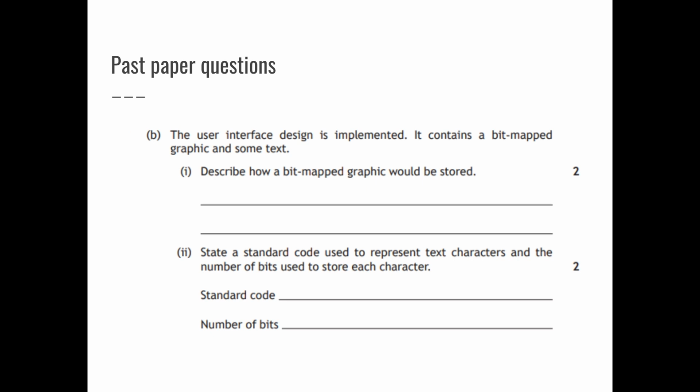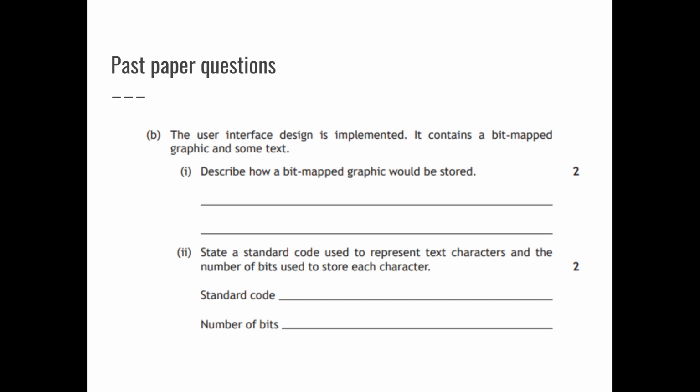Right, so you've learned a little bit about bitmaps and vectors. Let's look at some past paper questions. Now in this first part of the question, it's obviously referring to a graphic that is further up the page. The user interface design is implemented. It contains a bitmapped graphic and some text, or maybe there's more context above. But you don't need to know the context in this case. Describe how a bitmapped graphic would be stored. What do you think you would say?